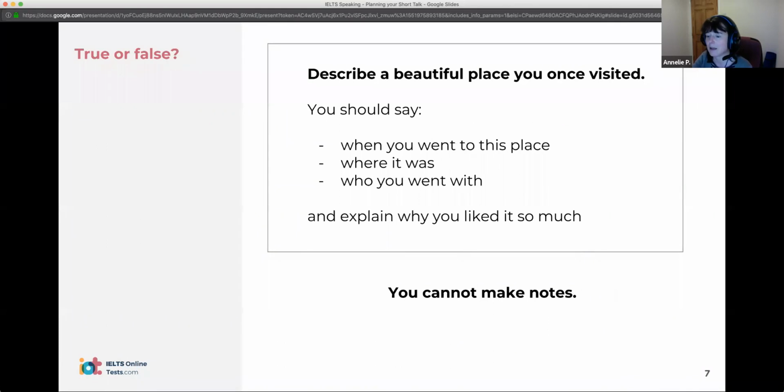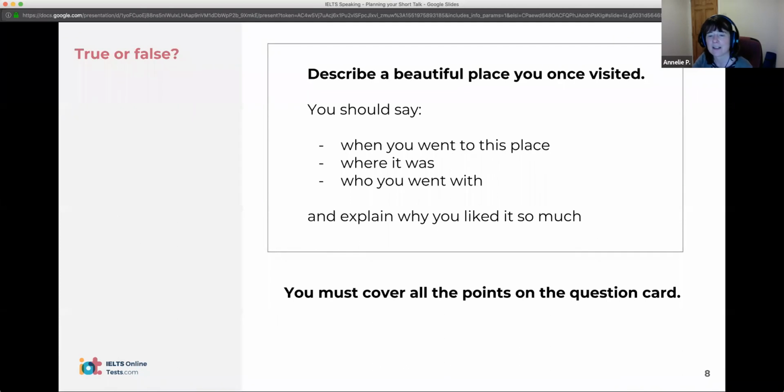You can't make any notes at the beginning? Yeah, that's false. You have 1 minute to make notes before you start speaking.